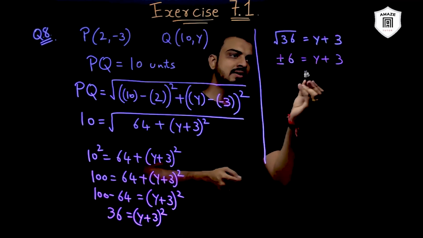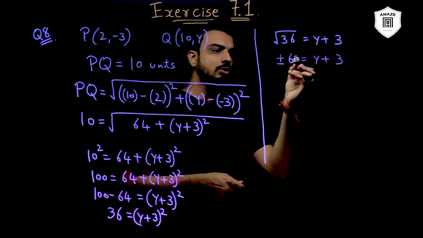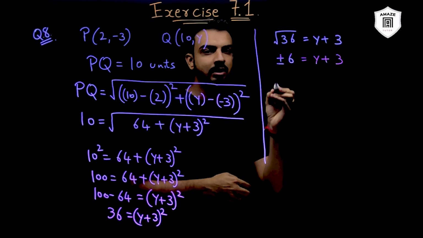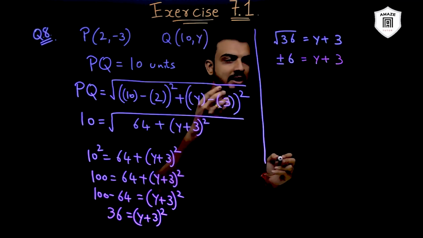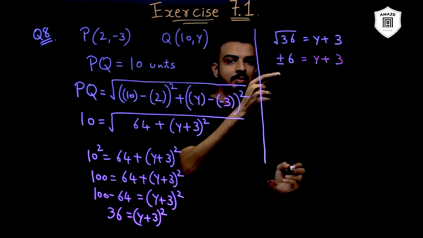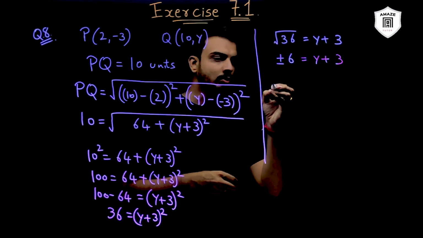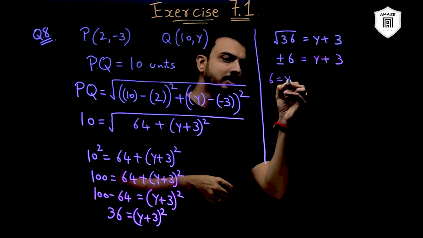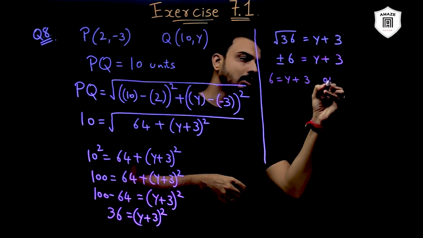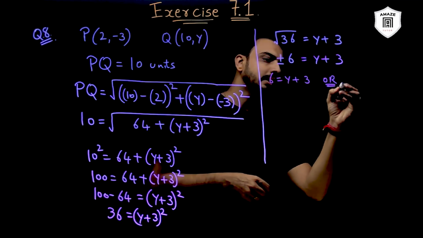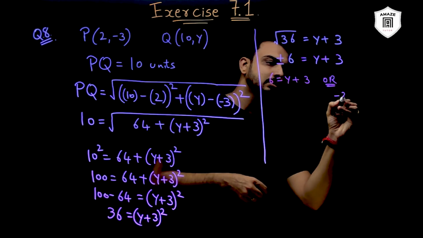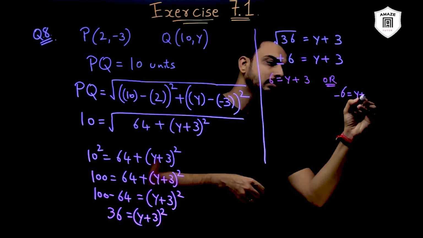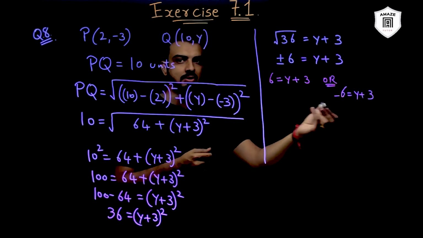Now we can easily figure out the value of y by sending this plus 3 to the other side, so it will become minus 3 and we'll get the answer. But we need to consider plus 6 once and minus 6 the other time. So let me write down both the cases here: 6 equals y plus 3, or minus 6 equals y plus 3, right? Both cases I have written here.